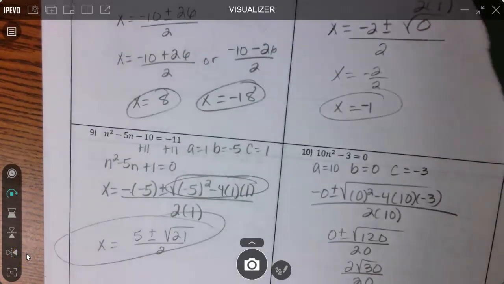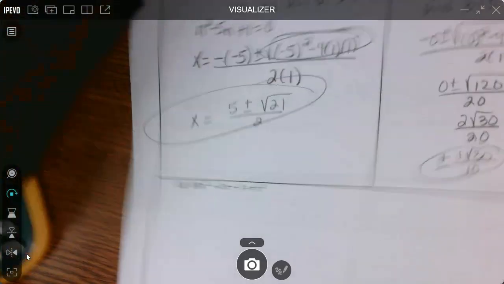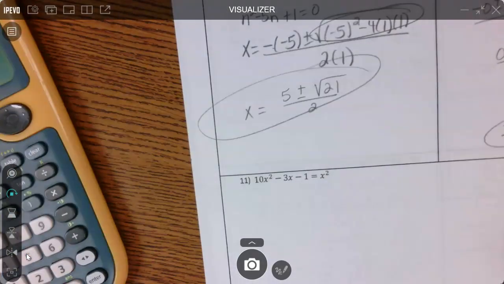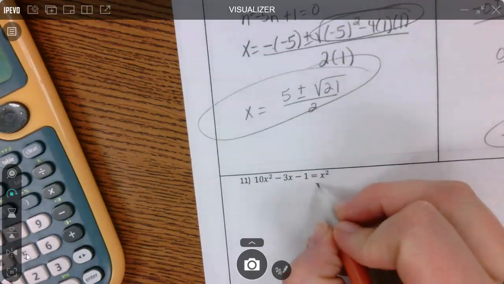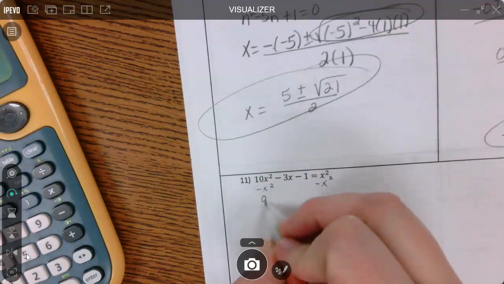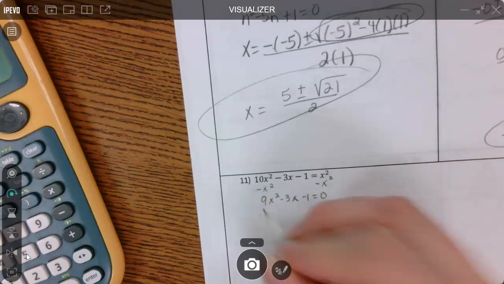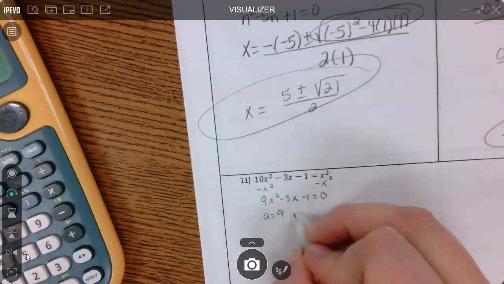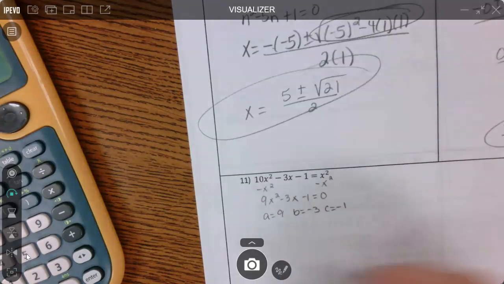Hey guys, this is part 2 of the study guide for Unit 5C test. We're at number 11. So on number 11, what you have to do is subtract x squared on both sides. We get 9x squared minus 3x minus 1 equals 0. So A is 9, B is negative 3, C is negative 1. Plug that into the formula.